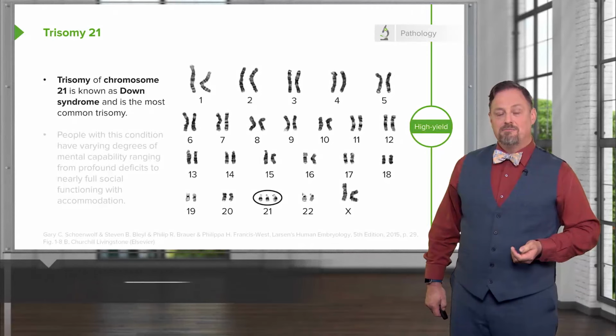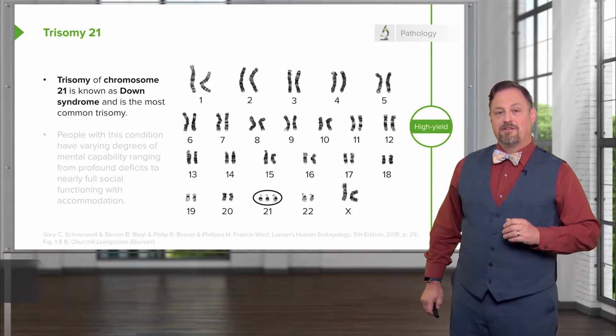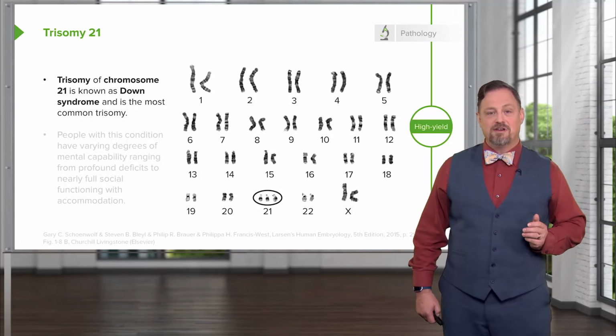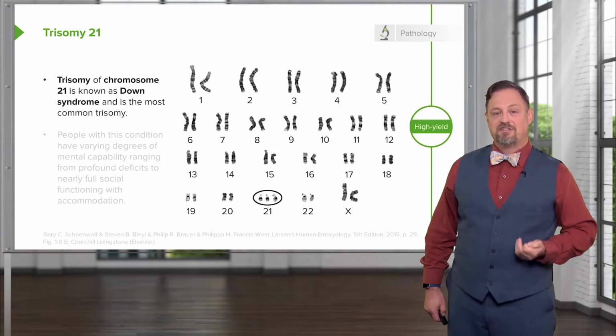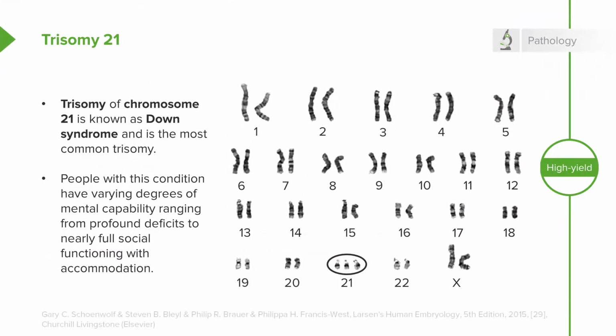Trisomy 21, most commonly known as Down syndrome, is the most common trisomy. If we take a look at the karyotype shown on the screen here, we can see that there are 3 copies of chromosome 21 present, when normally we'd expect there only to be 2. People with this condition have varying degrees of mental capacity, ranging from profoundly affected and unable to function to nearly full social function with some degree of accommodation.